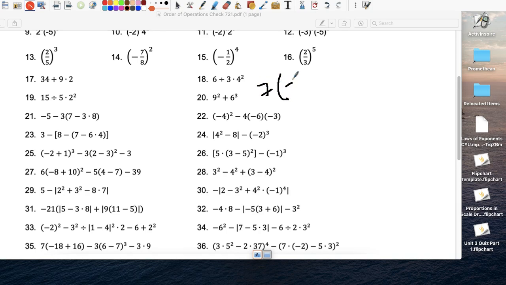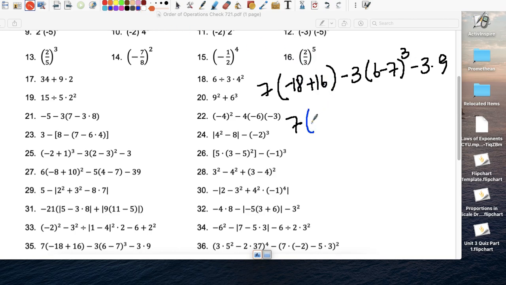7, parentheses, negative 18 plus 16, minus 3 times 6 minus 7 to the third power, minus 3 times 9. Let me change colors. Negative 18 plus 16 is negative 2. Minus 3, let's see what we get here. 6 minus 7 is negative 1. And negative 1 to the third power is negative 1 times negative 1 times negative 1, which gives me negative 1. Minus, and then 3 times 9, which is 27.